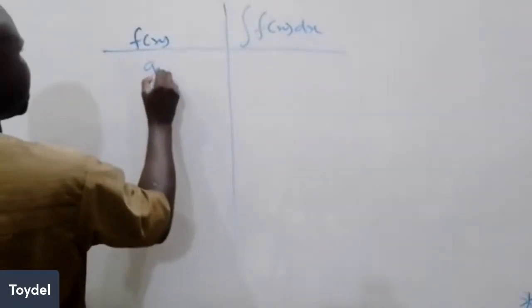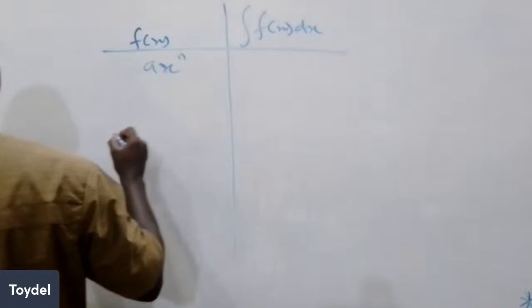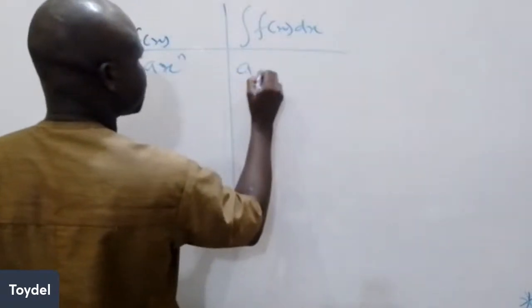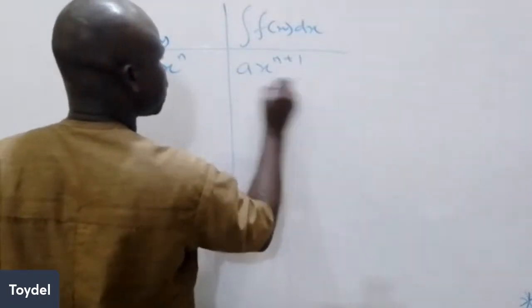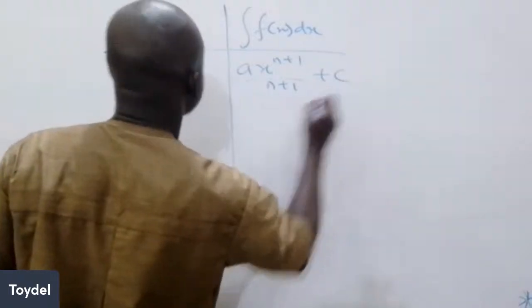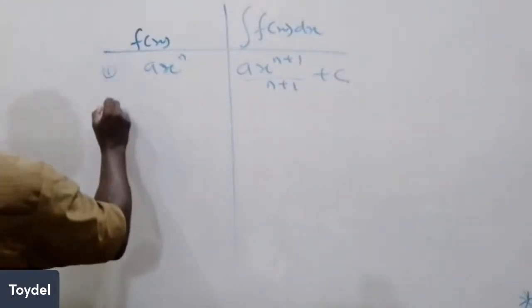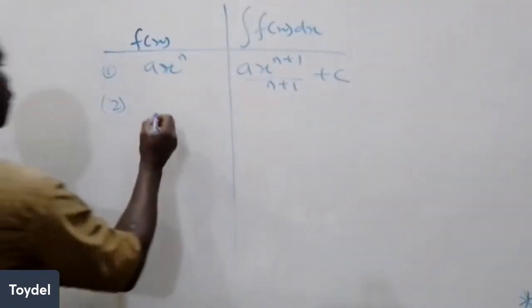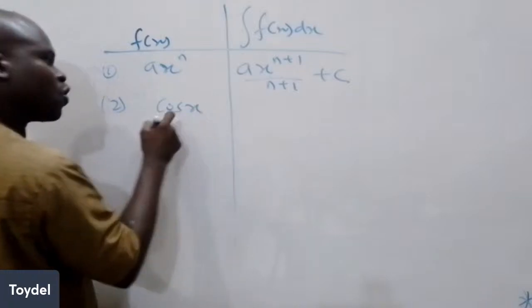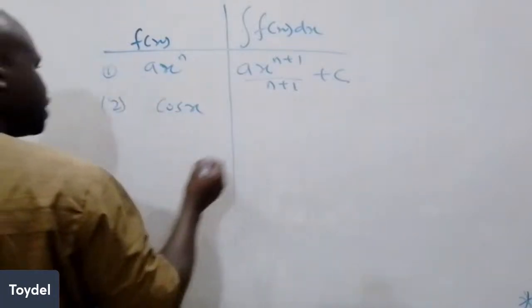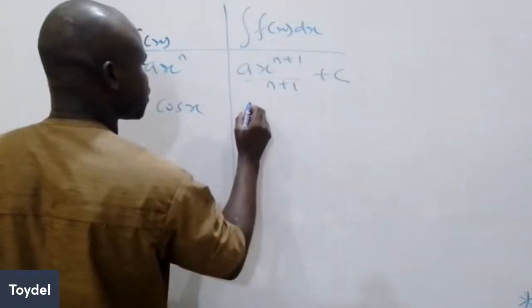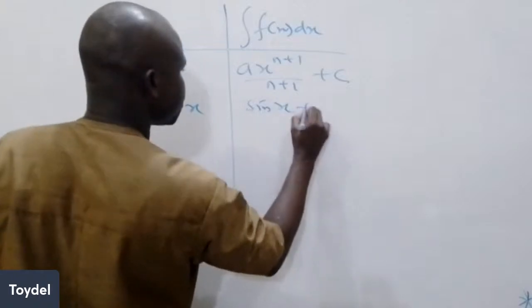The first one, if you have a x raised to power n, where a is a constant, if you integrate this, we have a x to the n plus 1 all over n plus 1, plus arbitrary constant. That is the first one. Then the second one, if we have f of x to be cos x, what is the integral of cos x? Sin x plus c.